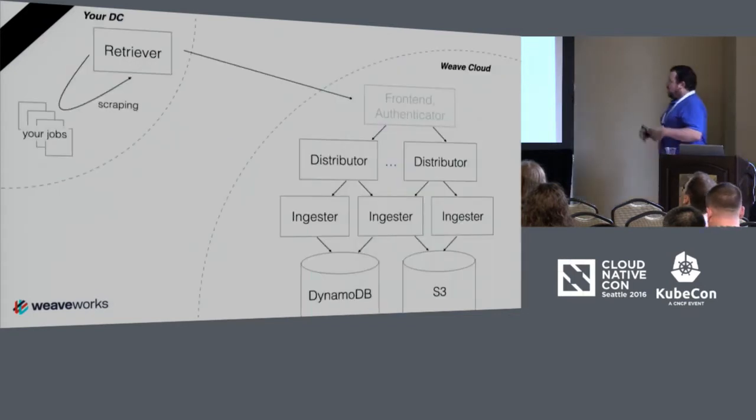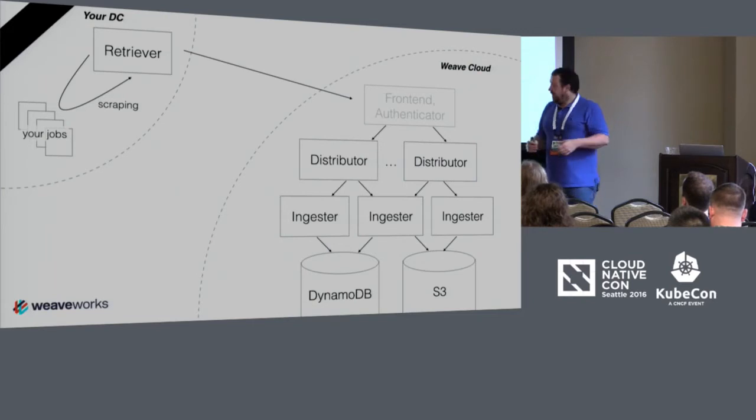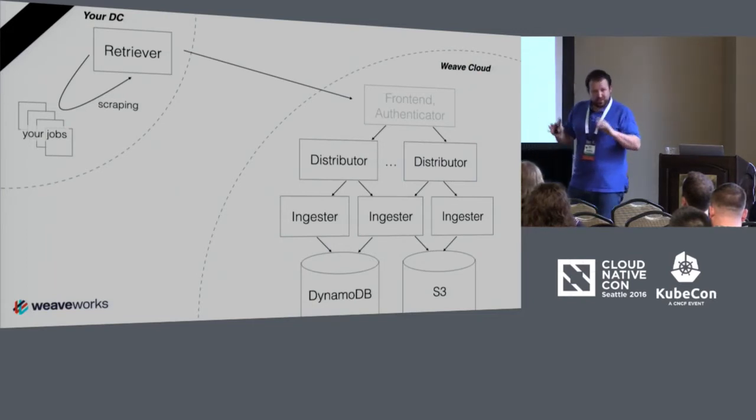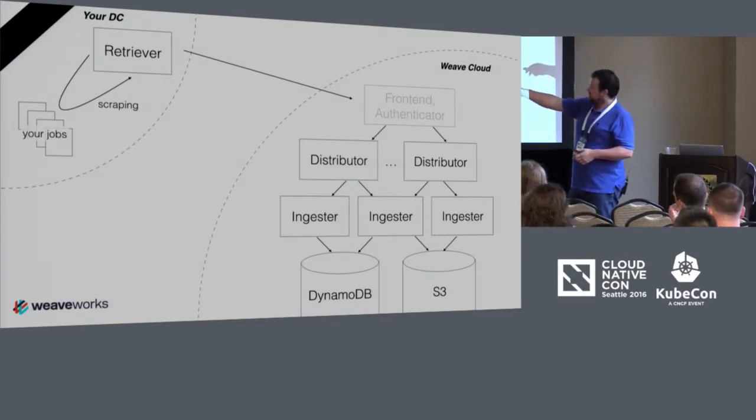Well, we've broadly divided the problem up into 3 different services. Microservices are all the rage, so we thought, hey, why not do that? We've got this retrieval agent that you'll run in your cluster. This will scrape the jobs, do the service discovery that Prometheus is already good at, and will send all the samples in batches over to Weave Cloud.